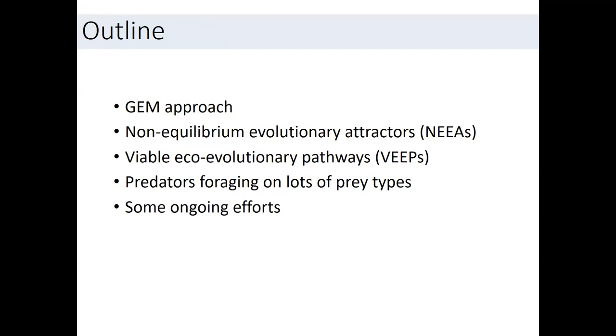So today's talk is going to be about the GEM approach. I'm going to tell you what that is, and then I'm going to go into a couple of little vignettes, things that we've learned by using this tool: something about what I call non-equilibrium evolutionary attractors, an alternative to evolutionary stable strategies; viable eco-evolutionary pathways, actually permissible pathways of evolution that occur when populations don't actually go extinct; and something dear to my heart, predators and how their foraging evolves, and whether or not there's actually much pressure for predators to evolve specializations or remain generalists. And then there are lots of ongoing things, and I'll just mention a couple of them at the end.